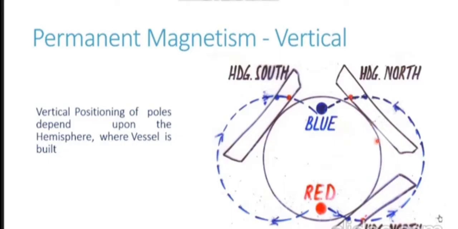Now let's visualize a ship being built somewhere in the southern hemisphere. So this is the ship you see being built in the southern hemisphere. Now in the southern hemisphere, we are aware that the lines of force come out of the Earth's surface. So you see the lines of force coming out of the Earth's surface will enter from the keel of the ship, giving it a blue polarity, and they will come out from the deck of the ship, giving it a red polarity. So any ship which is built in the southern hemisphere will have a blue keel and a red deck. Any ship built in the northern hemisphere will have a red keel and a blue deck. So when you come to know the location where the ship is built and the heading on which the ship is built, you can find out easily what is the vertical and horizontal positioning of the poles.